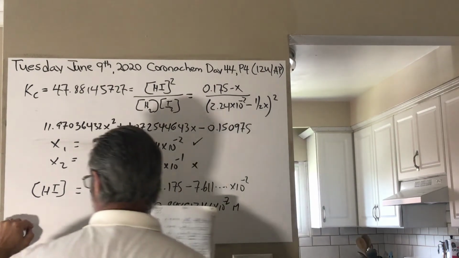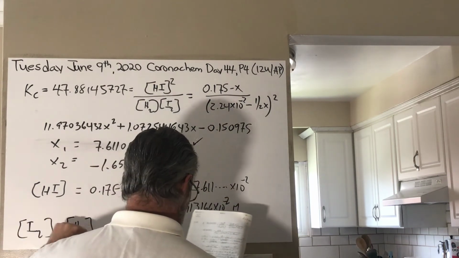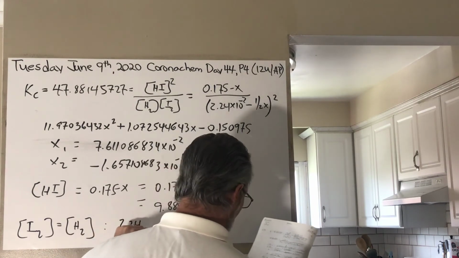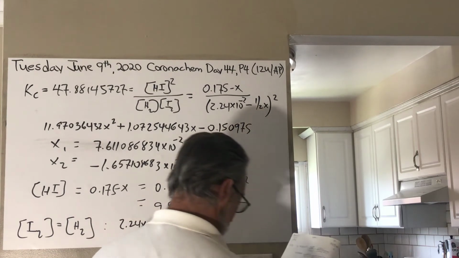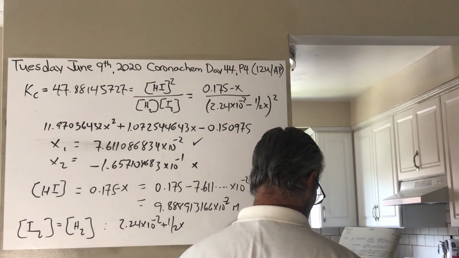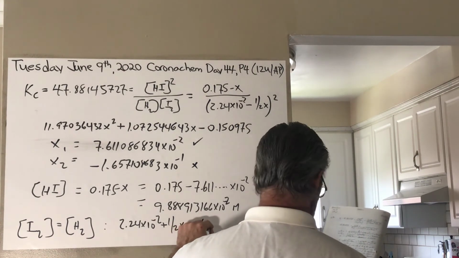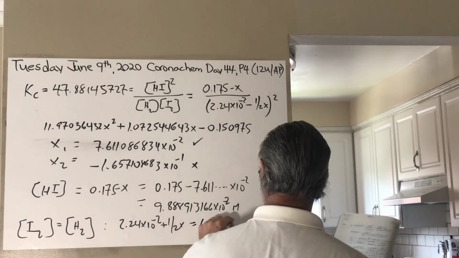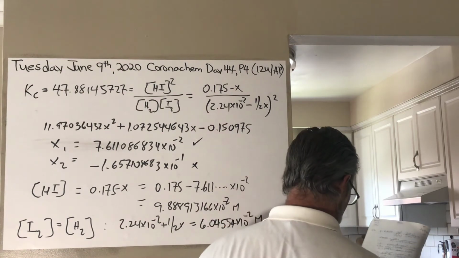Then the I2 concentration is going to equal the H2 concentration, and it's going to be 2.24 times 10 to the minus 2 plus 1/2 x, which comes out to 6.04554 times 10 to the minus 2 molar.